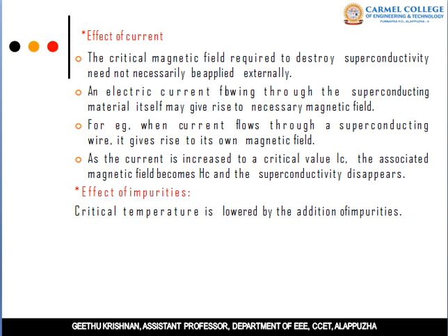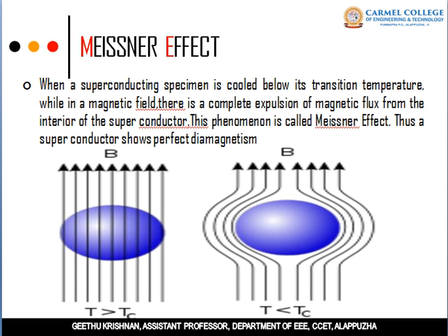That is, up to the critical temperature, if the metal is in the normal state, the magnetic field lines will penetrate through the metal and flow. But in the case of a superconducting material, the magnetic field lines will be expelled; there is a complete expulsion from the interior, and the magnetic field lines will never pass through. There is a complete expulsion of magnetic field from the interior of the superconductor. This phenomenon is called the Meissner effect.